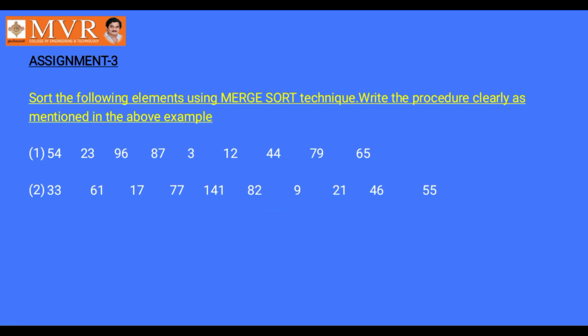Now, here is an assignment for you. This is our assignment 5. Perform the merge sort technique on the below numbers, write the procedure and algorithm clearly, and then send the assignment to me in 2 days. You have to perform the merge sort technique on these numbers. You have to write the algorithm and also the procedure, that is the descriptive algorithm, clearly for these examples.